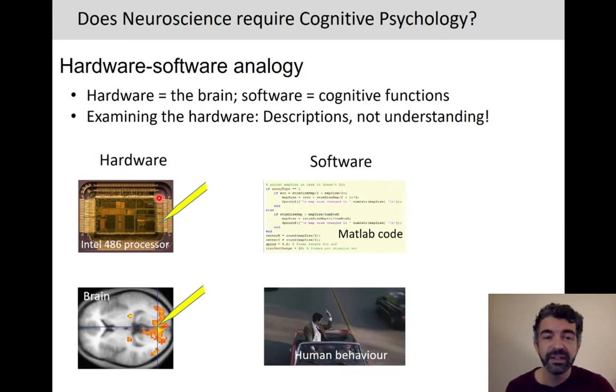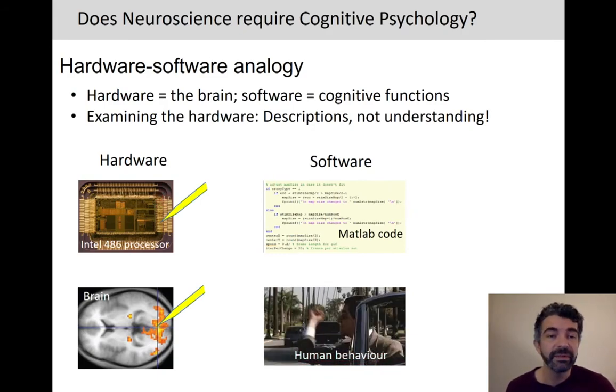Because just by understanding the hardware doesn't mean we actually know what the hardware is doing under which circumstances. So we need to understand the software as well, the human behavior, to really get an idea of how mental processes are happening. So that's why neuroscience does also require cognitive psychology. And I want to give you 2 examples of where this is particularly helpful.